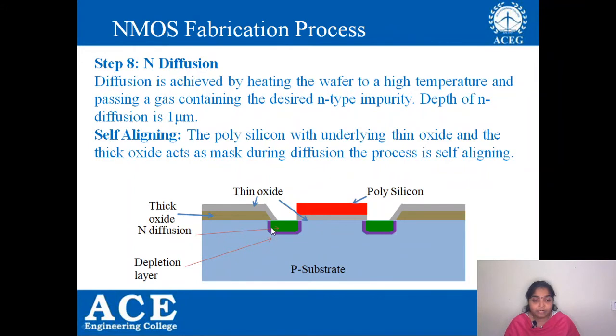So what is the process of self-aligning? The polysilicon, with the underlying thin oxide layer, acts as the mask during the diffusion process. It protects the particular area so that it does not get diffused. So it also acts as a protector. This is called the self-aligning process.